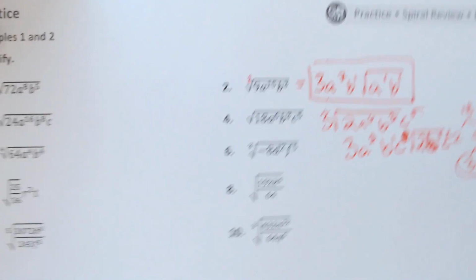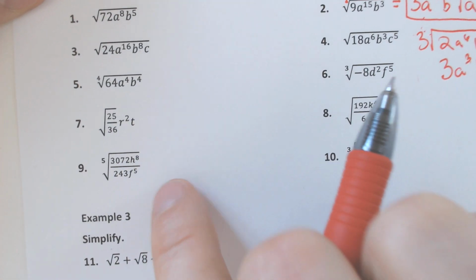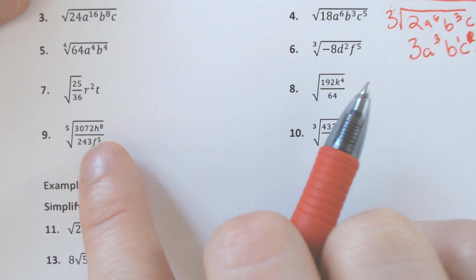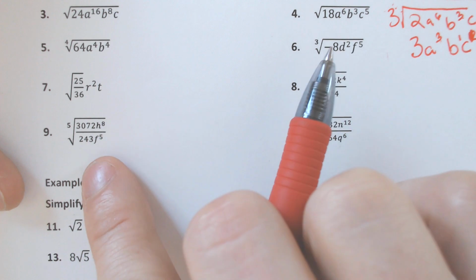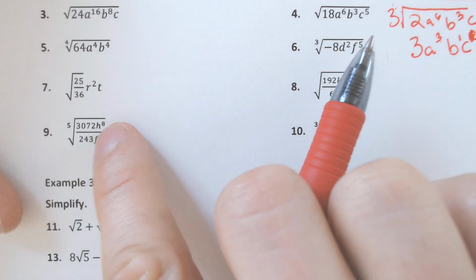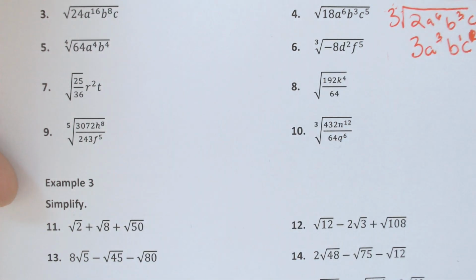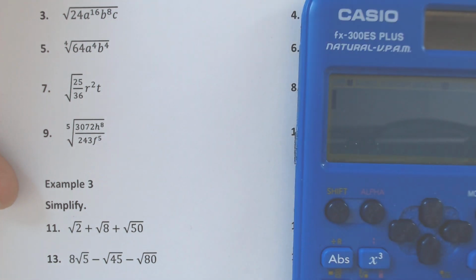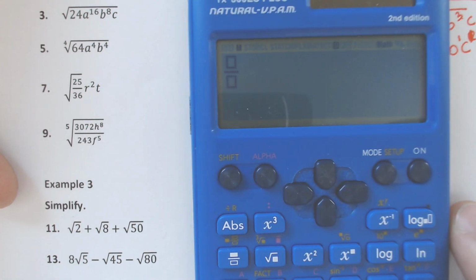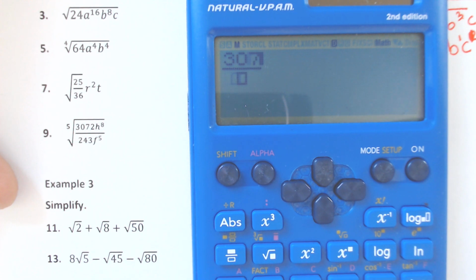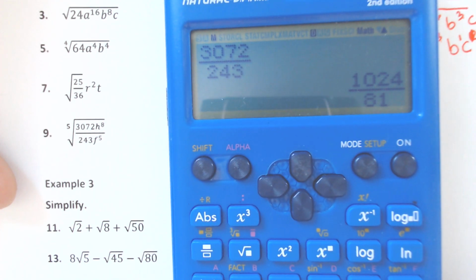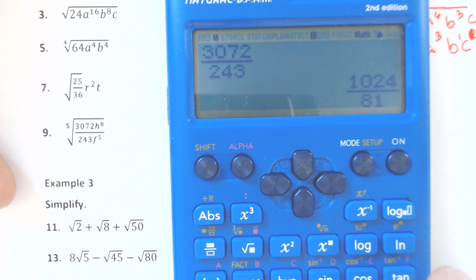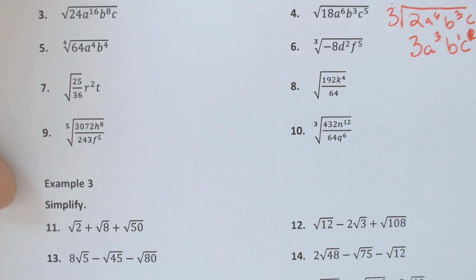All right? Now, if you have a fraction like you do on number 9, for instance, you would have to simplify that fraction first if you can, because why in the world would you want to deal with 3,072 and 243? So you can simplify that. If you simplify that, the 3,072 over 243, you get a more sensible 1,024 over 81. Now that may or may not be helpful, but it is worth a shot.